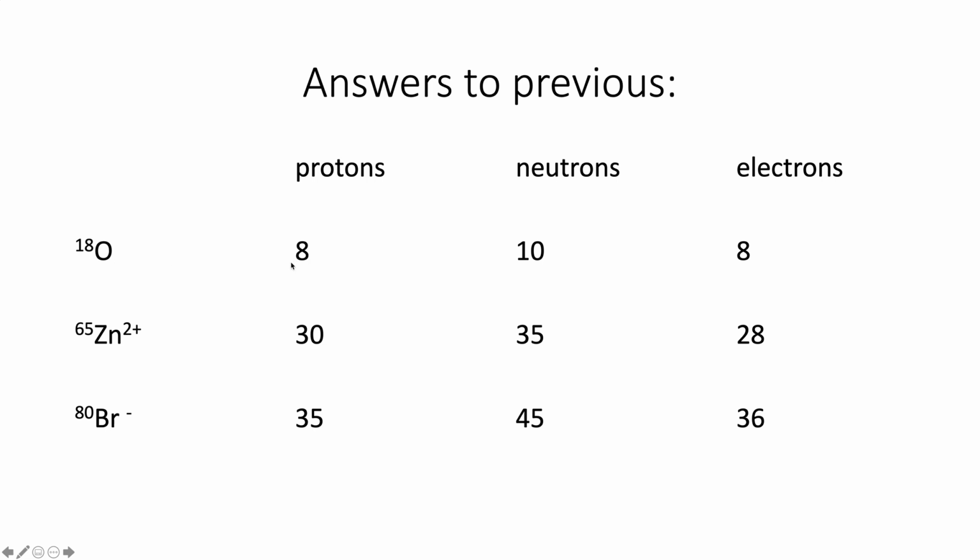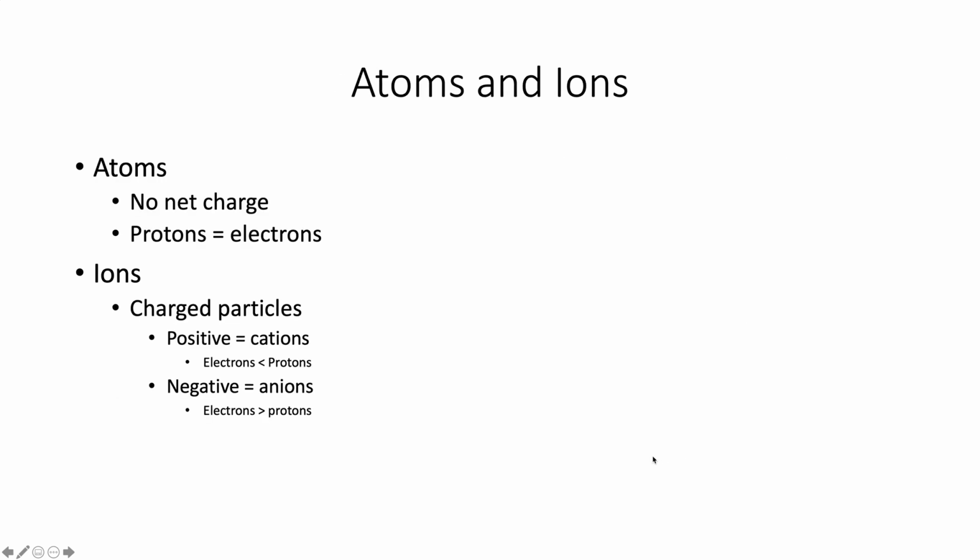Oxygen has 8 protons, it's number 8. Zinc has 30 protons, bromine has 35 protons. Then the neutrons: 18 minus 8 is 10, 65 minus 30 is 35, 80 minus 35 is 45. To get the electrons, oxygen 18 is going to be the same. For zinc, there are 2 fewer electrons because it's 2 plus, so 28. For bromine, there's 1 extra electron, 36.